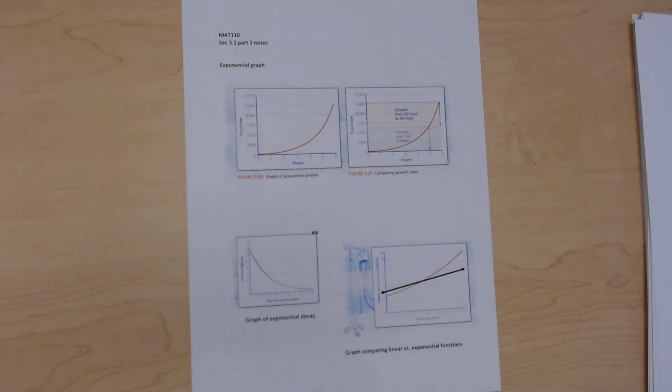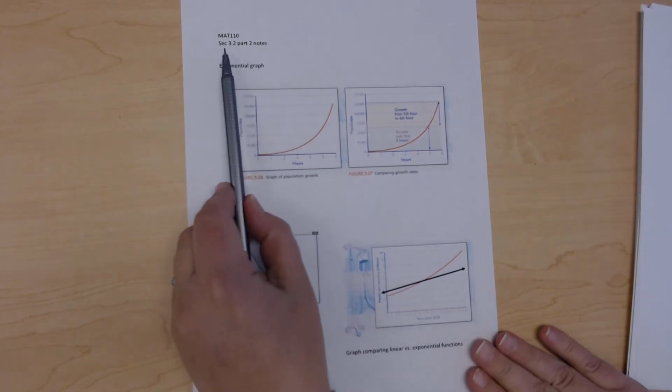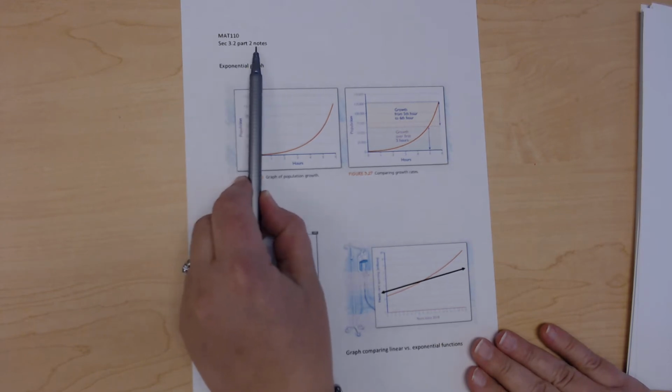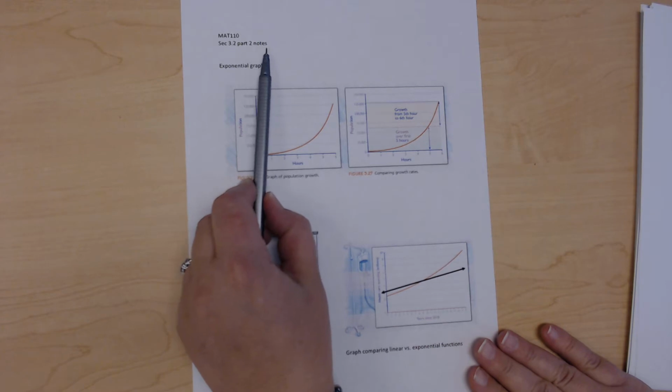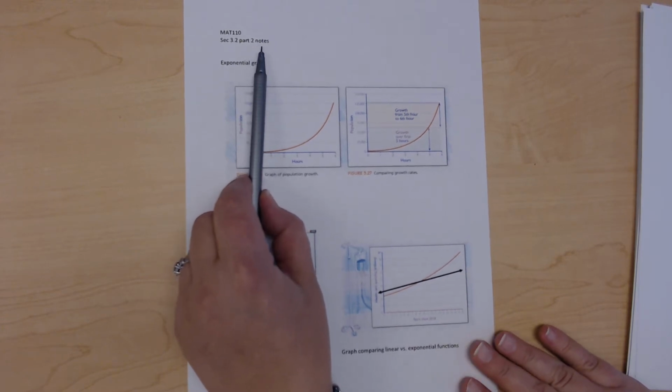All right, class, let's go ahead and finish up the lesson on exponentials. Okay, so this is section 3.2, which deals with exponentials, part 2. So we're just going to go a little bit more in detail, maybe clear up any confusion. Hopefully, this will help a little.